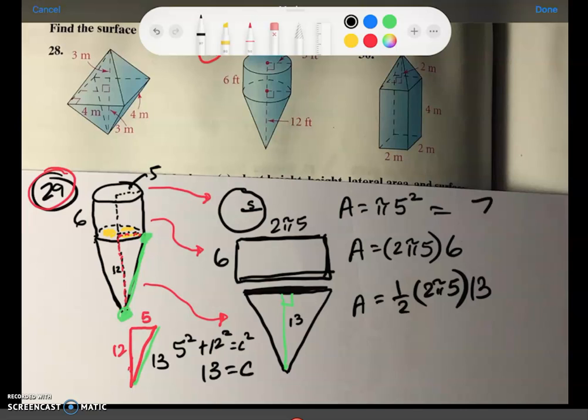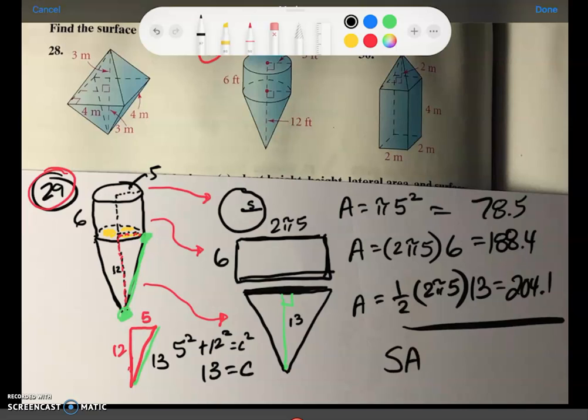Alrighty. This, with the calculator, turns out to be 78.5. That's the area of the circle. The area of the rectangle is 188.4. Obviously, you're going to need a calculator here. Throw in the area of the triangle, this is 204.1. And again, let me stress, you do not include that second circle in the middle because it's not part of the surface. The entire surface area is 471 feet squared. Okay, break it down into what is exposed on the surface.